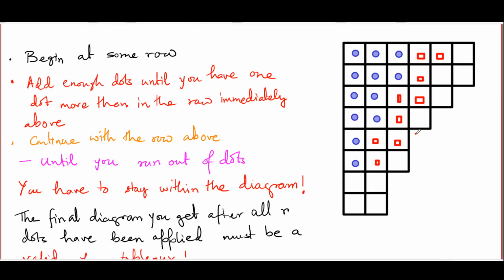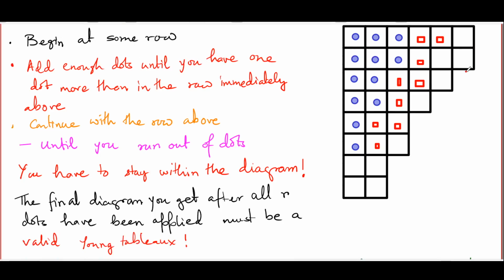Now, the important point is you have to stay within the bounds of this diagram. So, suppose I had 10 dots to add, then I would have to actually go beyond this. So, this particular regular application would not really be a valid one. Now, another very important rule is the final diagram you get after all the R dots have been added must be a valid Young tableau. What that means is that the number of filled boxes at any given row must not exceed the number of filled boxes in a higher row.